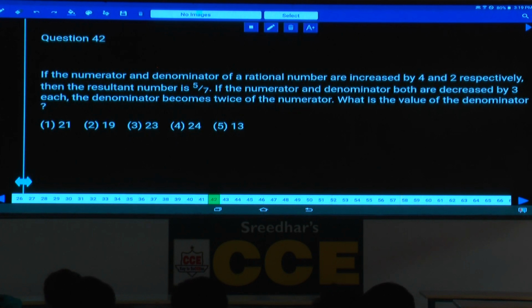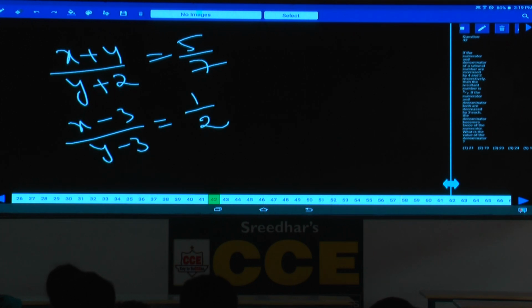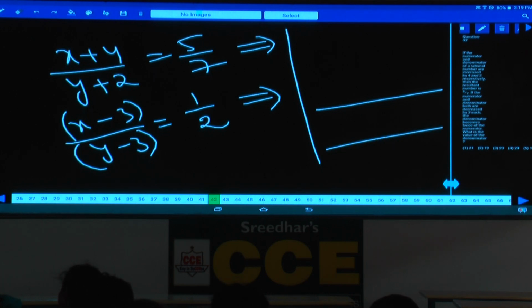Next, numerator and denominator decreased by 3 each. Denominator is twice the numerator. x minus 3 by y minus 3, denominator is 2 times. Using this, can you form a linear equation? And in the second also you can form a linear equation. You will get linear equations in x and y together. You have to solve both the linear equations. Takes time.